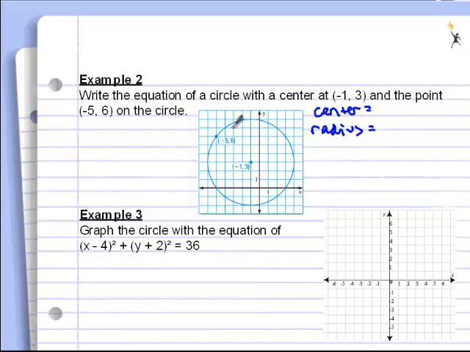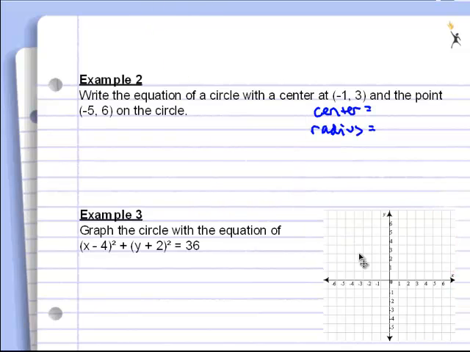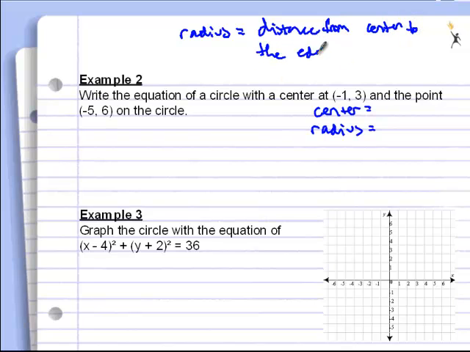Now, they give you a drawing here to help you identify what your center and your radius are. But let's say that they moved this, or they didn't actually give this to you. They just gave you the center and then a point on the circle. Well, what you would have to understand is the radius equals the distance from the center to the edge. In this case, the radius would be the distance from this point to this point.